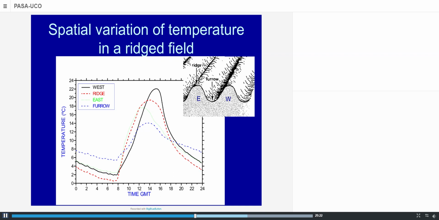Here you can see the effect of orientation and aspect on the temperature of different locations in a ridge field where we have ridges and furrows oriented north-south. You can see that the highest temperatures occur on the west side of the ridges. The lower temperature during the night occur on the ridge specifically, and the higher temperature during the night occur in the furrow. We see also that during the morning, the east side of the furrow has higher temperature, and during the afternoon, the west side of the ridges has higher temperatures.